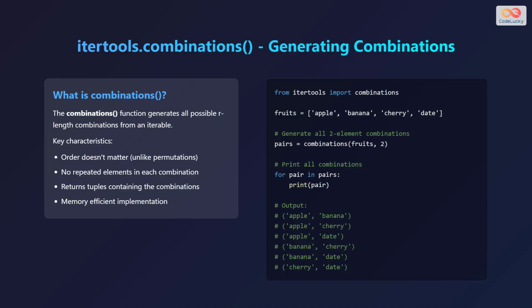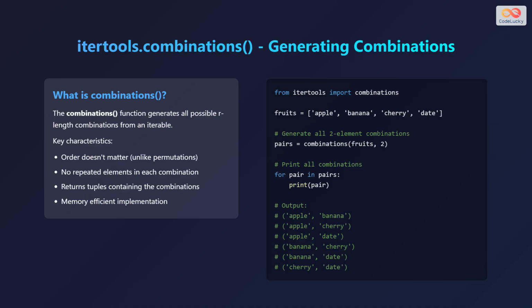Now let's dive into the combinations function. The combinations function generates all possible R-length combinations from an iterable. Key characteristics include that the order doesn't matter, unlike permutations. There are no repeated elements in each combination. It returns tuples containing the combinations, and it offers a memory-efficient implementation.